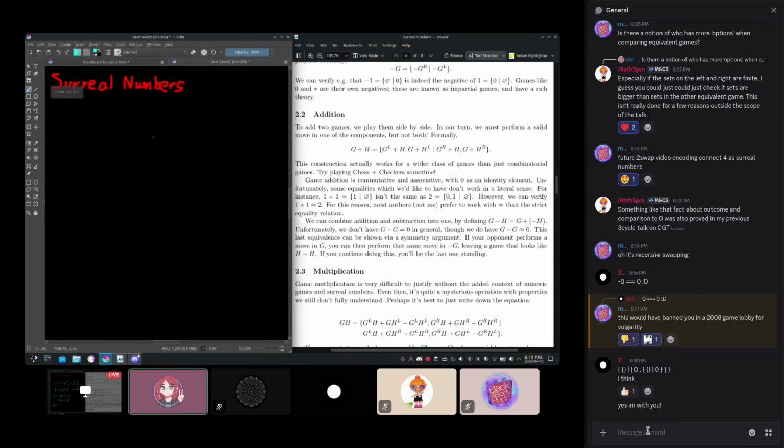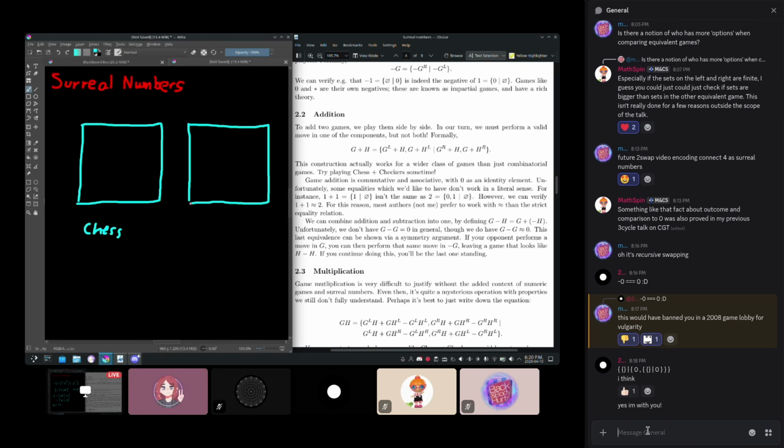Adding up two games is basically just playing them side by side. And the rule here is that you can play in one of the games, but not in both at the same time. So again, I think it makes more sense with an example. Say that we have a game here of chess, which I'm not going to draw out because that would take way too long. And we have a game here of checkers. And again, these aren't games in the strict sense that we're talking about, but we can use them for examples, at the very least. So what would the game of chess plus checkers look like?